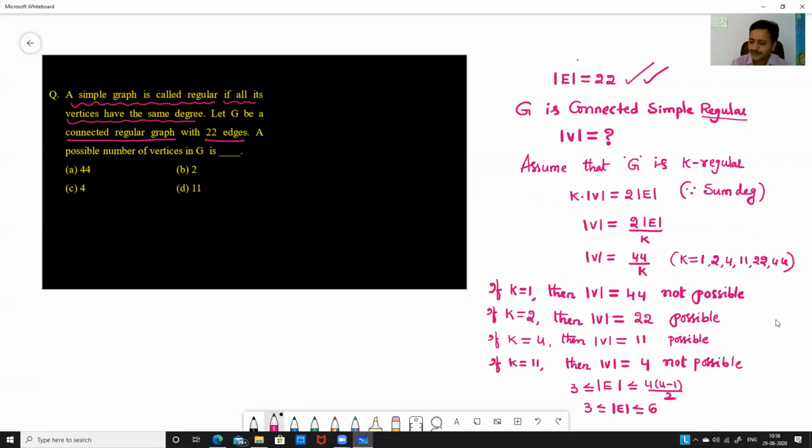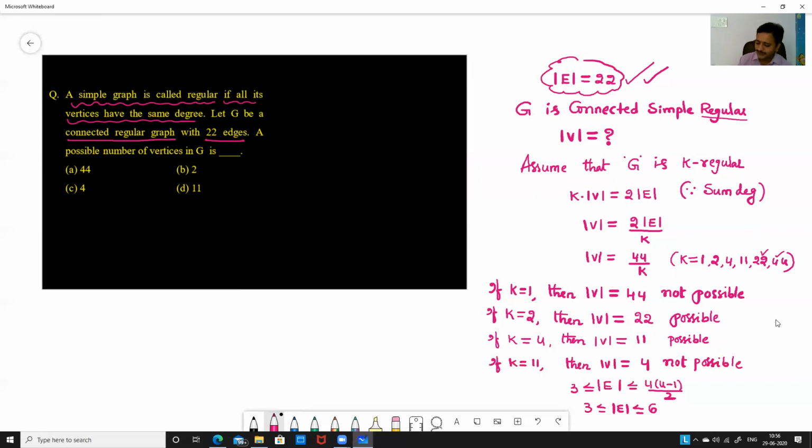But how many edges did they provide here? Please look at how many edges they provided. 22 edges. Therefore, if k equals 11, v equal to 4 is not possible. Similarly, if v equal to 4 is not possible, then obviously for k equal to 22, v equal to 2 is not possible, and for k equal to 44, v equal to 1 is not possible.